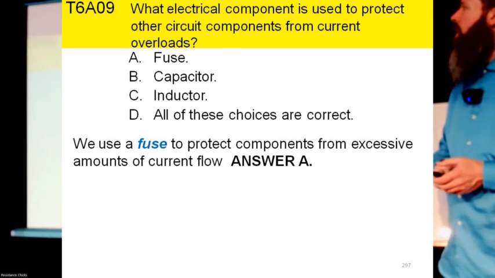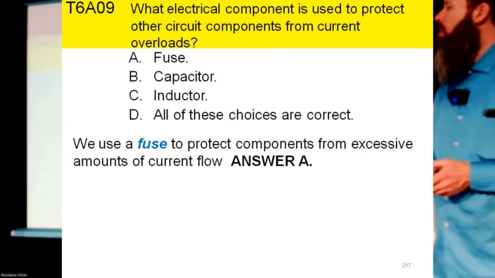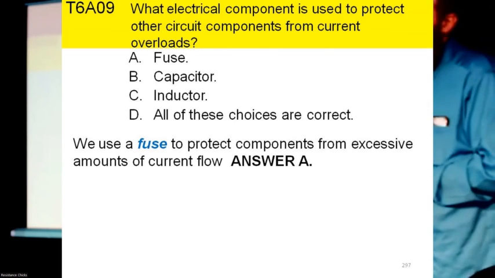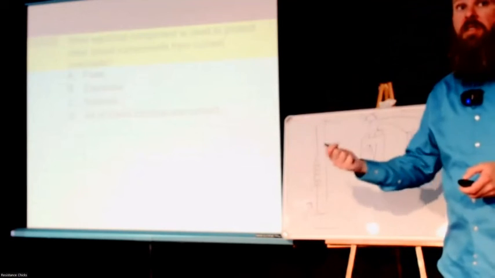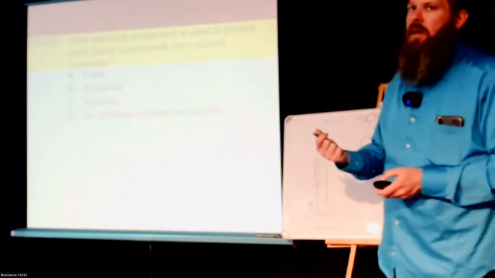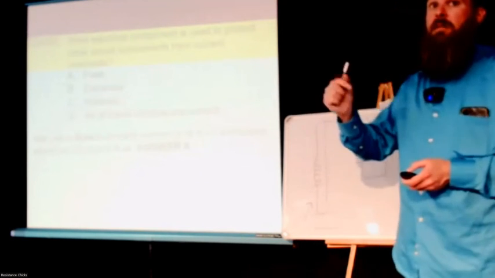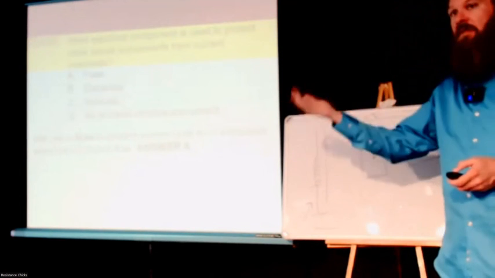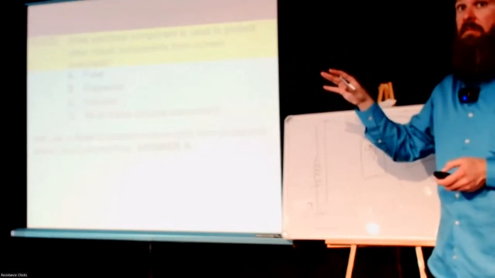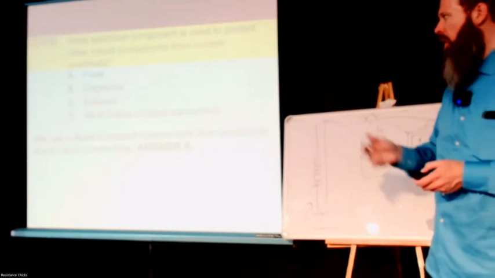What electrical component is used to protect other circuit components from current overloads? So we're running too much current through a circuit, and I don't want to destroy the circuit or burn up the wire. So what do I do in case that happens? Well, I put in a fuse, because then the fuse gives its life to save the wire or the circuit or whatever's on the other side. Hopefully you fix the problem and then put in a new fuse, and then it operates normally.